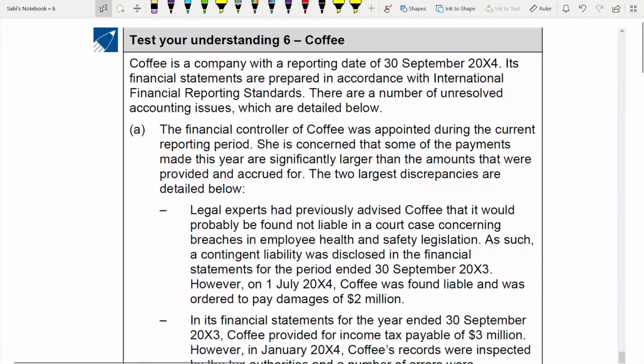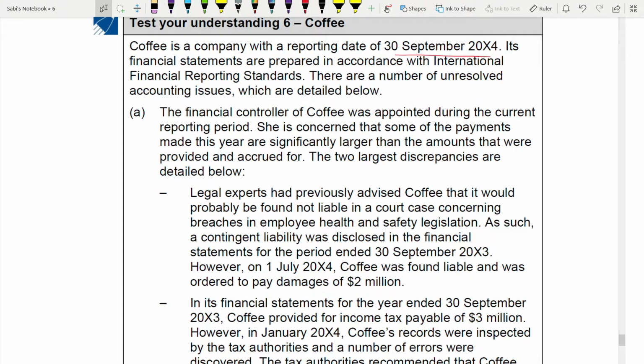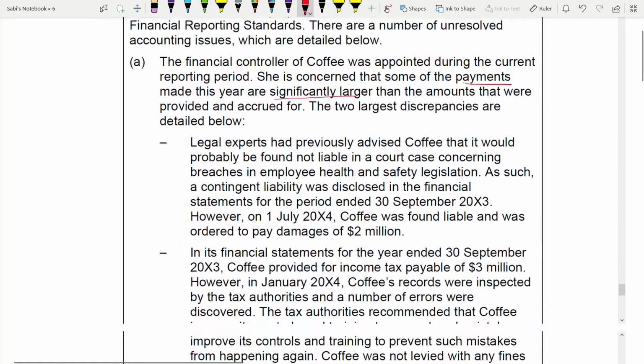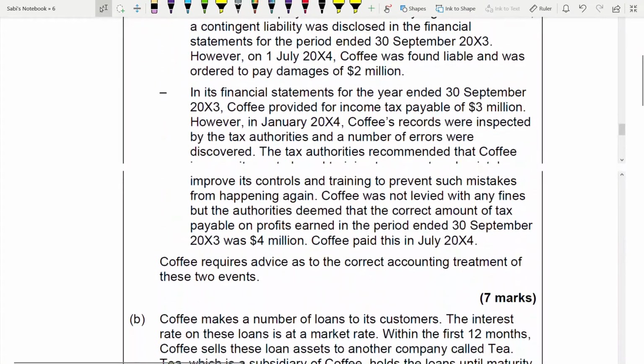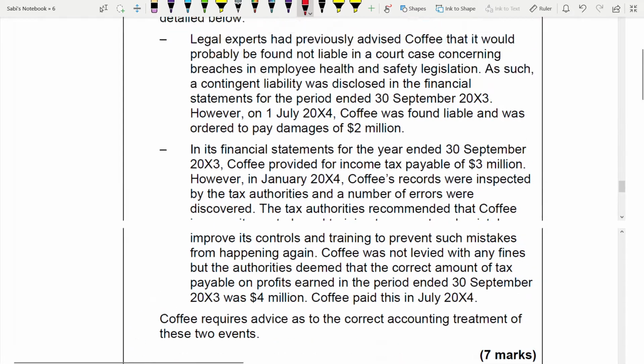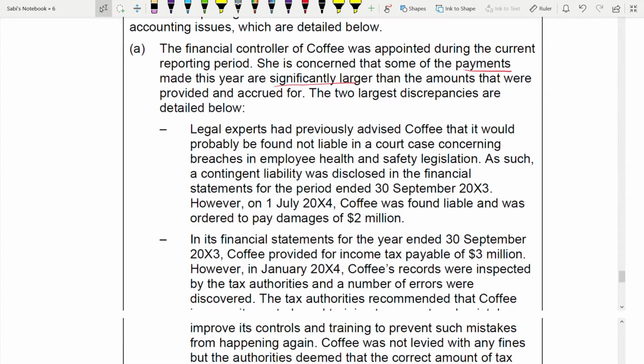So before A, let's see the background of this. This is about a coffee company, and they have a reporting date of 30th September 2004, and this 30th September 2004 is applicable to all the 4 parts. Its financial statements are prepared in accordance with IFRS, and there are a number of unresolved accounting issues. The financial controller of Coffee was appointed during the current reporting period. She is concerned that some of the payments made this year are significantly larger than the amounts that were provided and accrued for. The 2 largest discrepancies are detailed below. If you see, part A is for 7 marks.